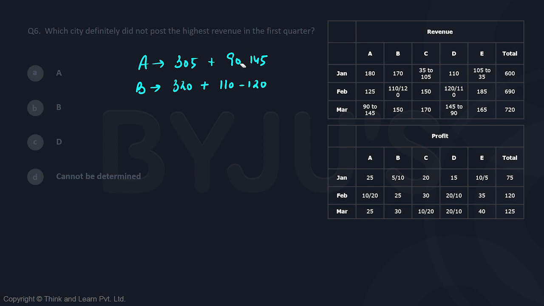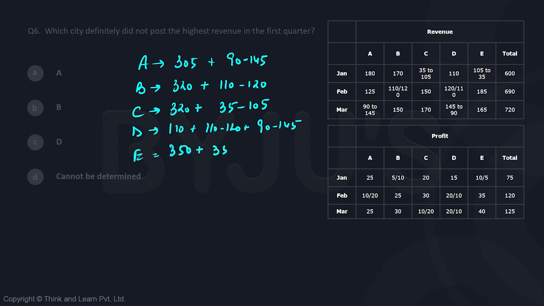Rather, I should also be writing here the symbol of this. Then, when I talk about C, it is 150 plus 170, that is 320, plus anything from 35 to 105. When I talk about D, it is 110 plus anything from 110 to 120, plus anything from 90 to 145. And lastly, when I talk about E, it is 185 plus 165, that is equal to 350, plus anything from 35 to 105. Among all these figures, I see the smallest figures are there with D.